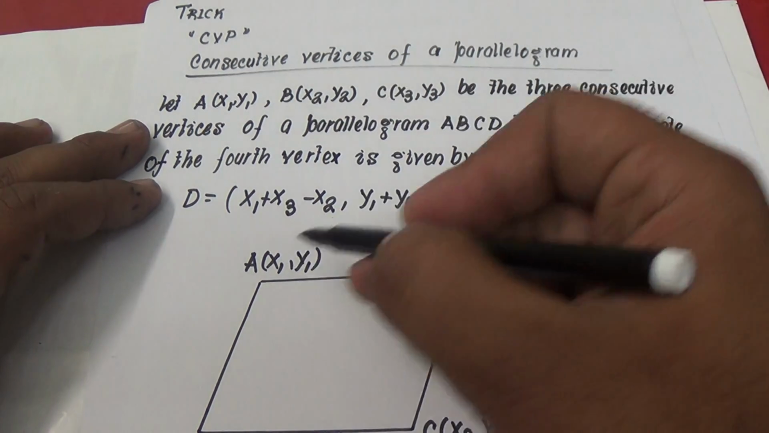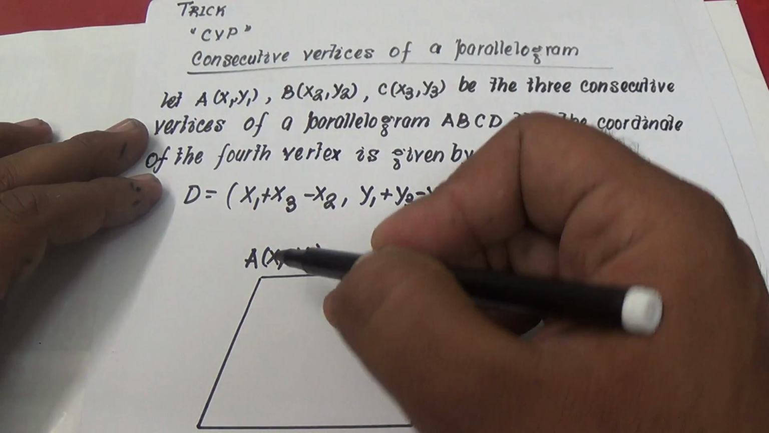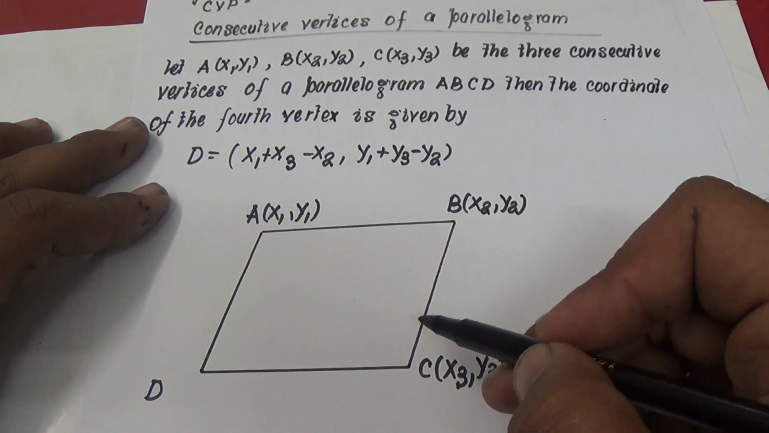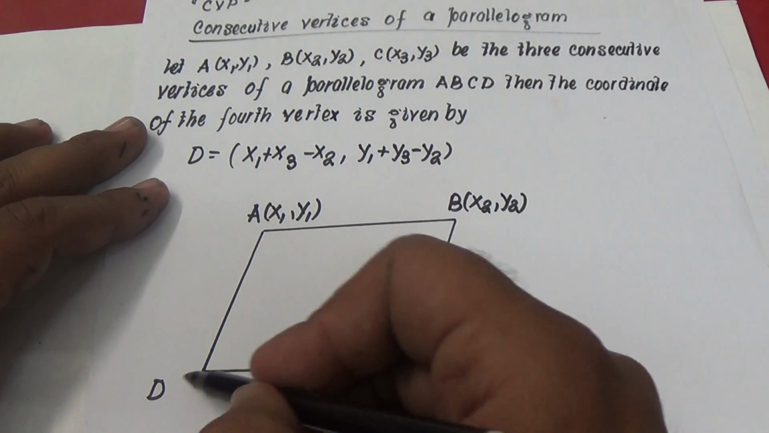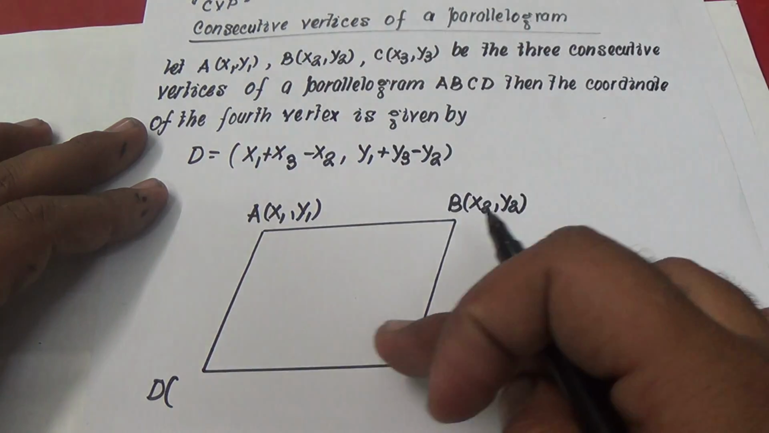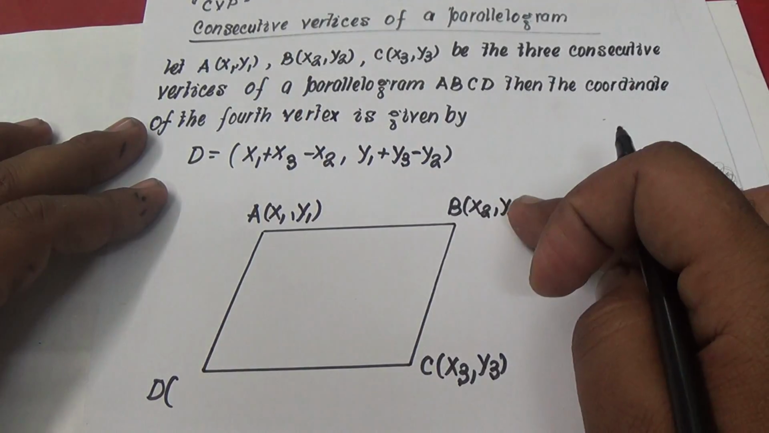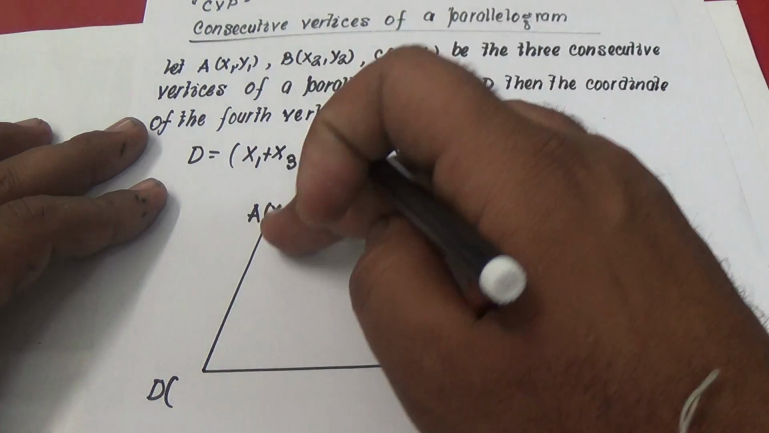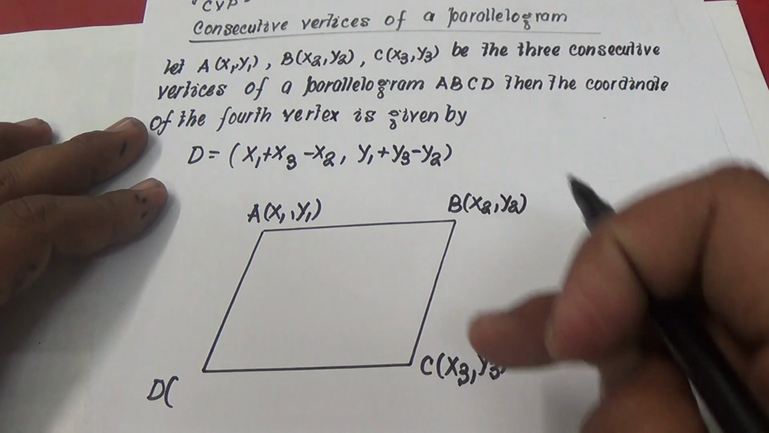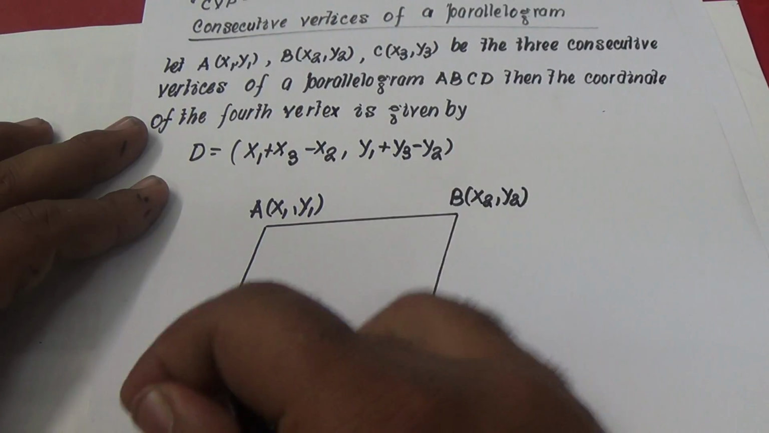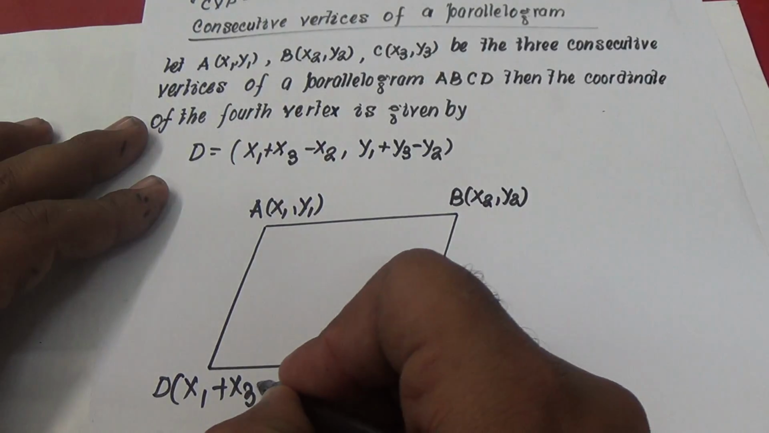If you look here, the coordinates of A are (x1, y1), the coordinates of B are (x2, y2), and the coordinates of C are (x3, y3), and we want to find the coordinates of the vertex D. Now A and C are adjacent vertices to the vertex D, and B is opposite to the vertex D. So to get the x coordinate of D, I'm going to add the x coordinates of the adjacent vertices, so x1 plus x3, and from this sum I'm going to subtract the x of the opposite vertex. That's the x coordinate of D.